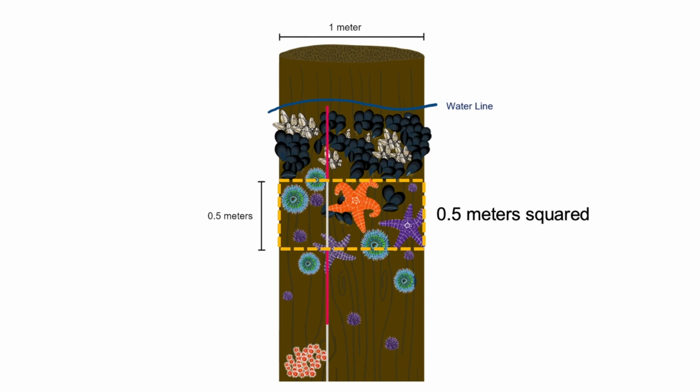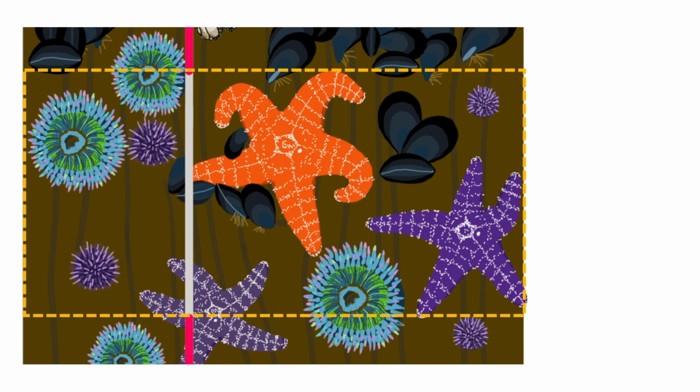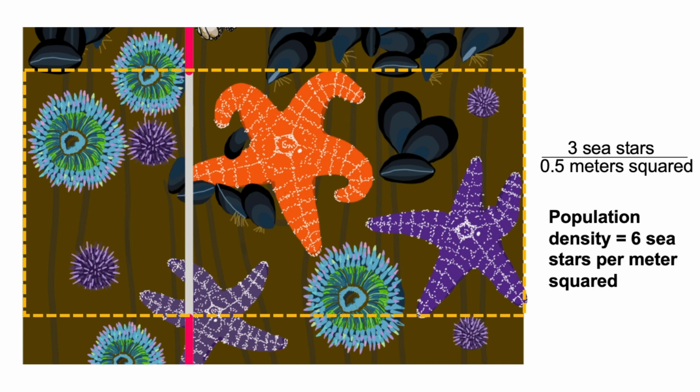each section. For example, we can look at this white section here. How many sea stars are within this square? We can see that there are 2 full sea stars and about 50% of a third star included within the square. We will round up to the nearest whole organism, and since more than 50% of the third star is included, we will round up to 3 sea stars total. If we divide that by 0.5 meters squared, we can calculate our population density to be 6 sea stars per meter squared at this depth.